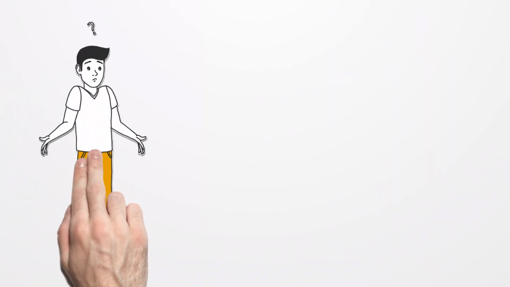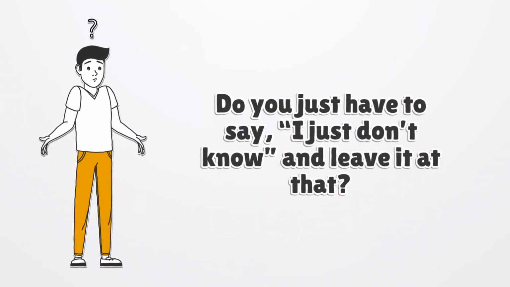How can you make an argument about something that's not certain? Do you just have to say, I just don't know, and leave it at that? Or can you reach useful conclusions, even if you're not sure about them? Let's explore reasoning about uncertainty to find out.